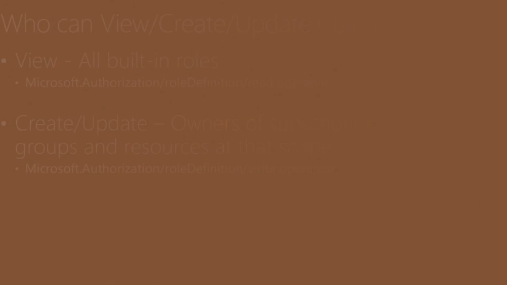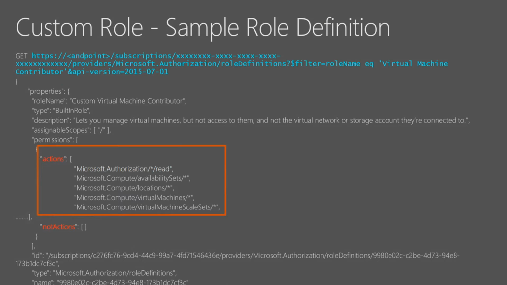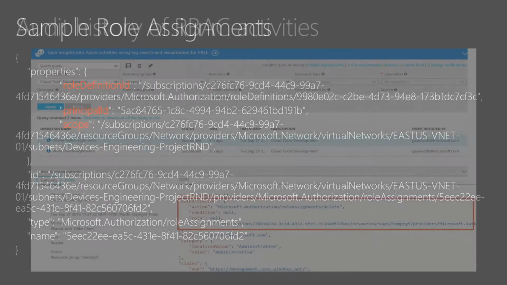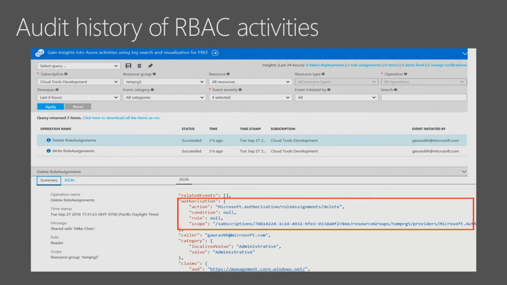So we talked about this. We talked about how you can create custom roles. This is the role definition we created, the role assignment, and this is the audit history. All these events that are happening as part of RBAC are getting audited, so you can go to the portal and take a look at those activities.